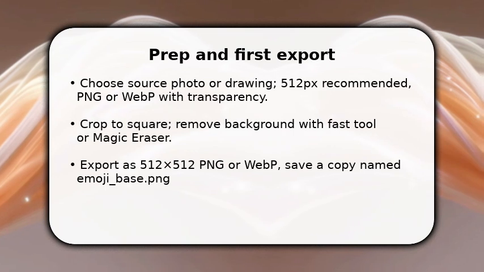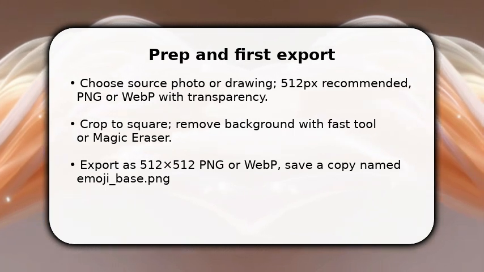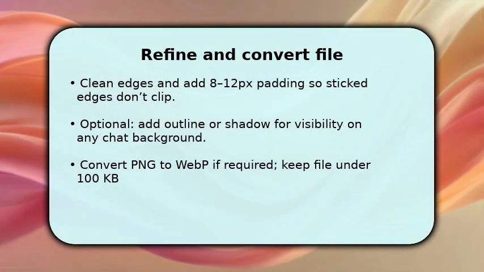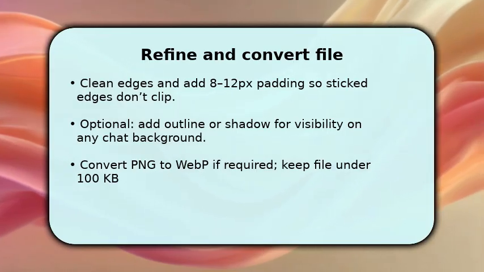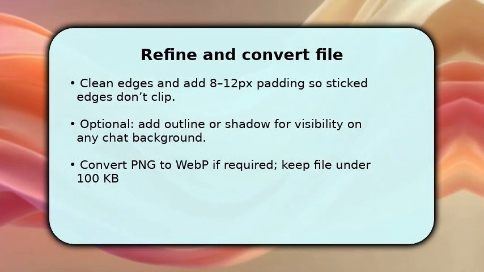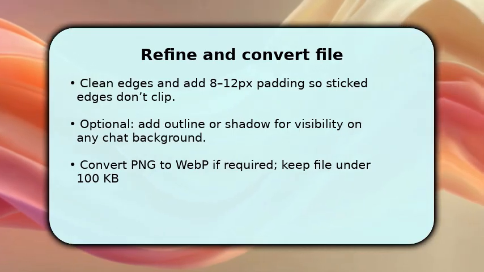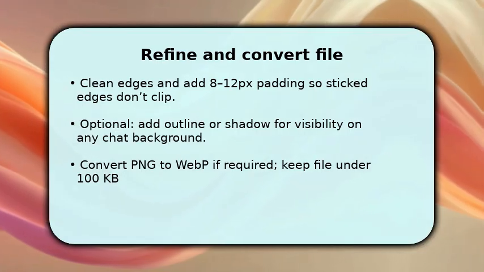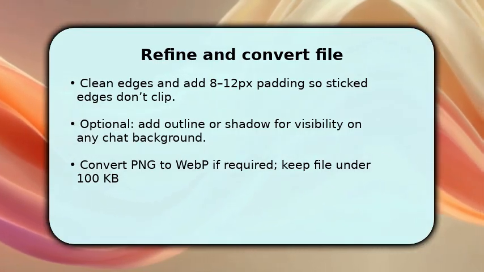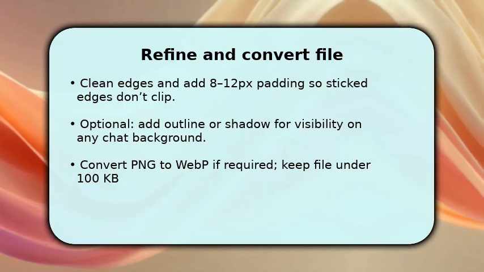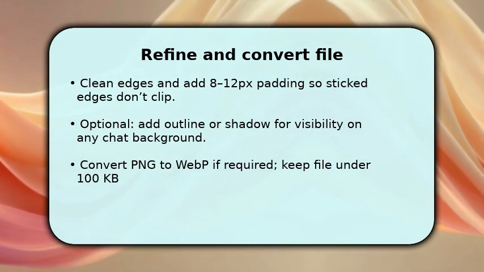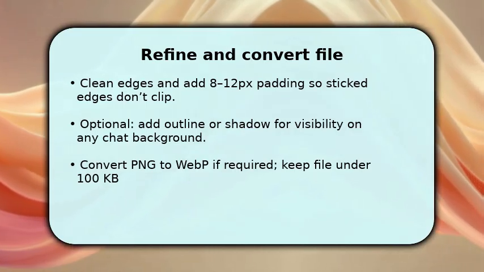Now refine the sticker for real use. Zoom in and clean jagged edges, then add about 8 to 12 pixels padding so nothing gets clipped inside chat bubbles. You may add a thin white or black outline or a soft shadow to preserve contrast on light or dark backgrounds. Make sure the final dimensions remain near 512 times 512. Once satisfied, convert to WebP if needed and compress, so files stay under about 1.